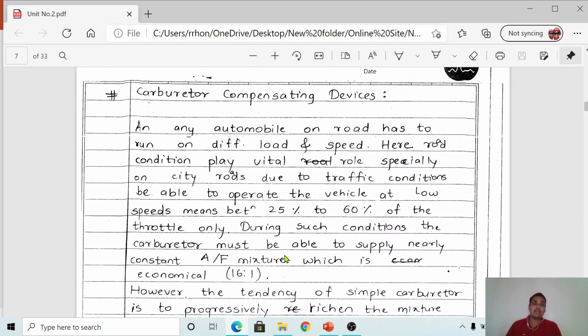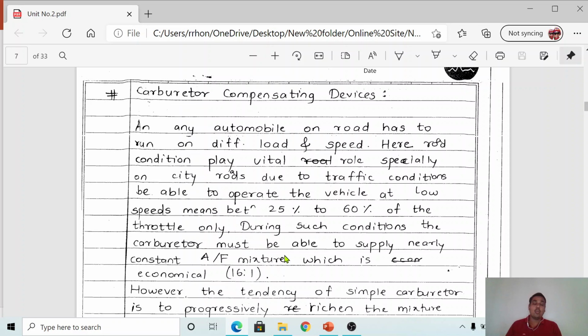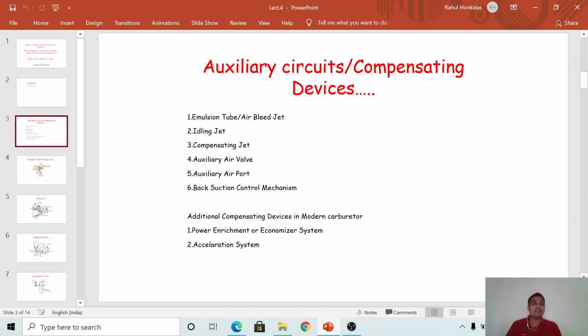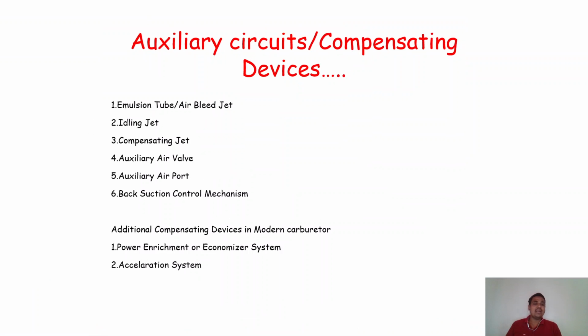With the help of this, we understood the need for compensating devices or auxiliary circuits in the simple carburetor. There are different types of compensating devices or auxiliary circuits, and one by one we'll understand them in detail. It starts with the emulsion tube, also called the air bleed jet. The second one is the idling jet.